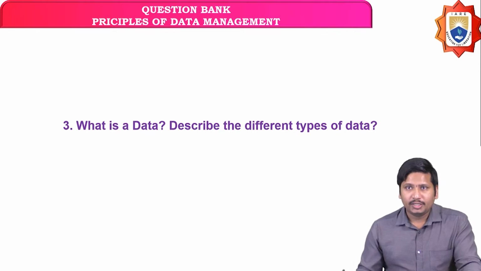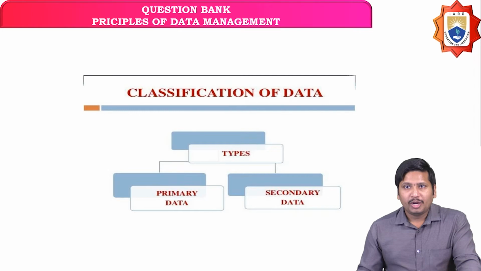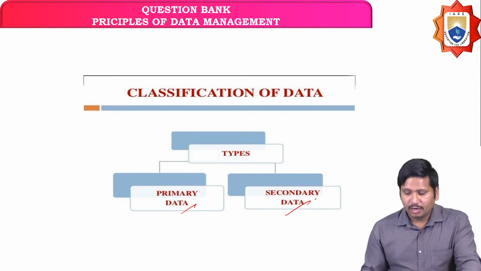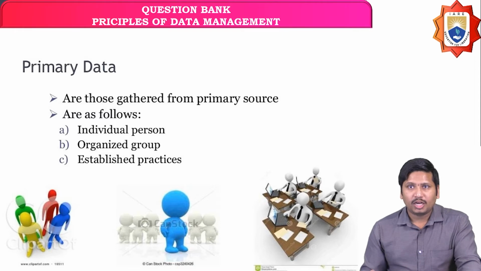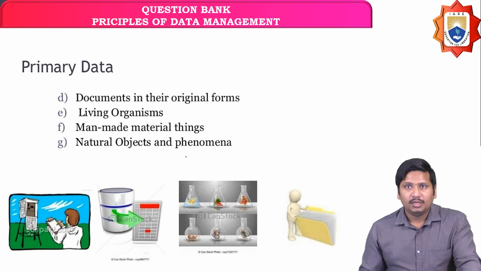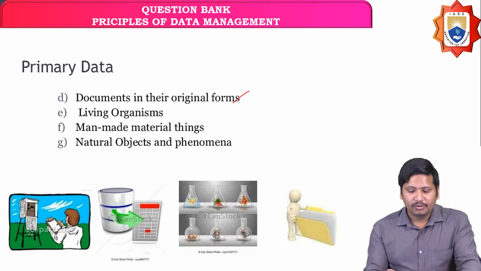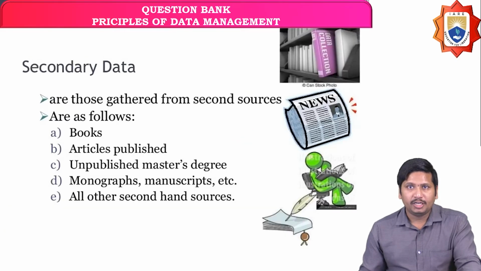And the next question is what is data and what are the different types of data. Here the data is classified into two types: primary data and secondary data. The primary data is data gathered by an individual person or organized group, and established practices, and the documents in their original forms, living organisms, man-made material things, natural objects and phenomena. These should be treated as primary data.